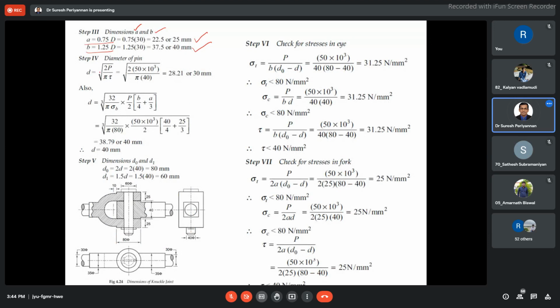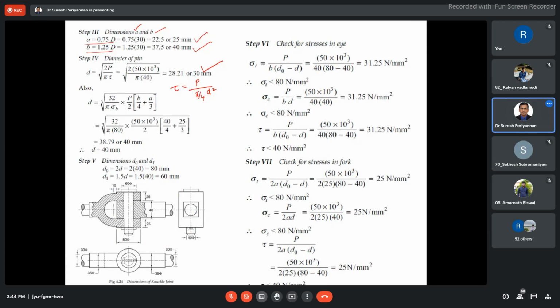Now the diameter of the pin. This is the diameter of the pin based on the shear stress acting in the pin. The pin is in shear at 2 places. Then tau is equal to P by pi by 4 D square, where D is the diameter of the pin. P we know, tau is the permissible stress we know, only D square we want to find out. This is 30 mm.